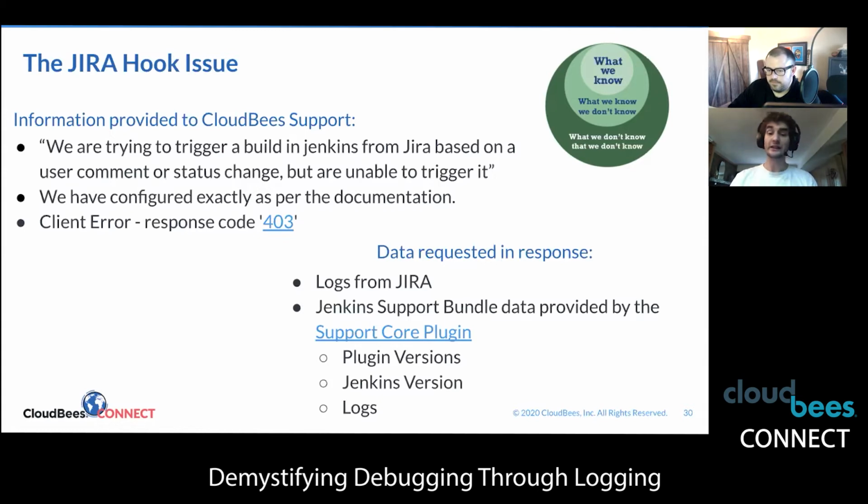So what we needed as a response to this initial opening of the ticket was logs from the Jira application, if possible. That's going to make sure that the webhook actually got sent out. And then the support bundle, which is going to include things like plugin versions, just in case they have an old Jira trigger plugin or maybe an old version of Jenkins that hasn't been updated in a really long time. And then the logs from the actual webhook triggers, so that maybe we can catch an error message that's being thrown. So let's go on to the next slide.